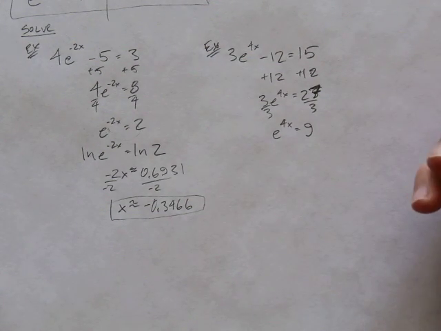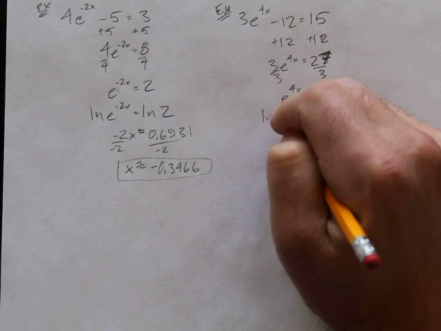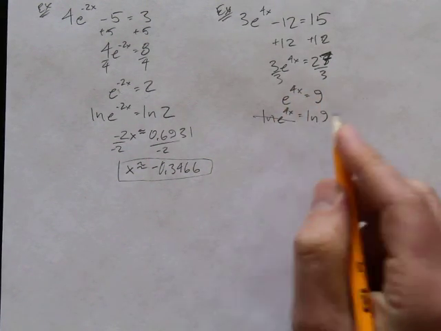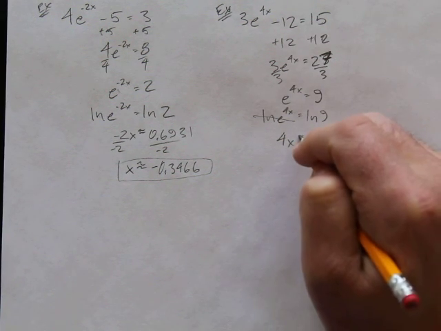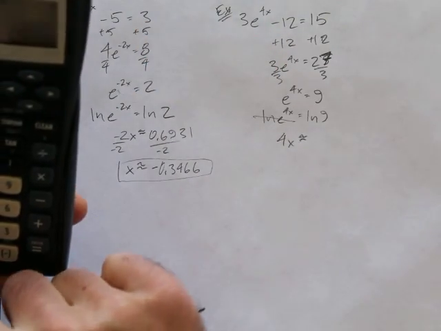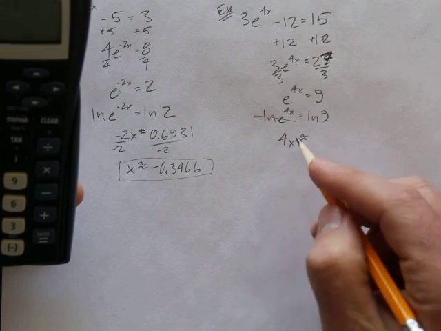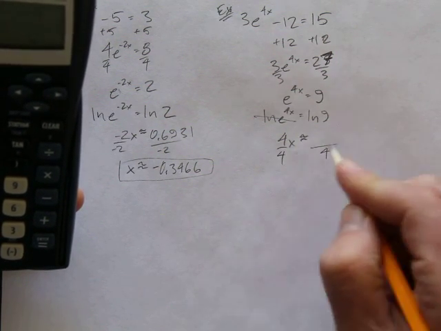Now I'm going to take the natural log of both sides. Natural log of e to the 4x power equals natural log of 9. Those go away, so now I just end up with 4x equals natural log of 9. We're going to have an approximate deal here. Oh, I didn't divide by 4 yet. Oh, that's fine. I'll just divide by 4 when we're... Yep, we'll do that next.